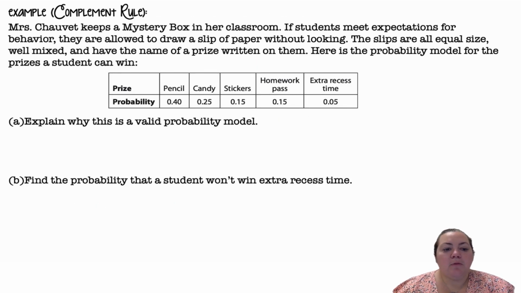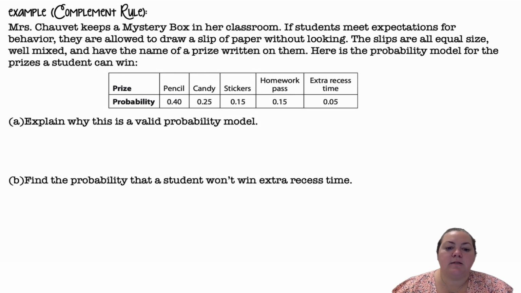All right, complement rule. Mrs. Chevette keeps a mystery box in her classroom. If students meet expectations for behavior, they are allowed to draw a slip of paper without looking. The slips are all equally sized, well mixed, and have a name of a prize written on them. Here is the probability model for the prizes that a student can win. So again, I have this probability model here. It has all of the possible outcomes and their probabilities.